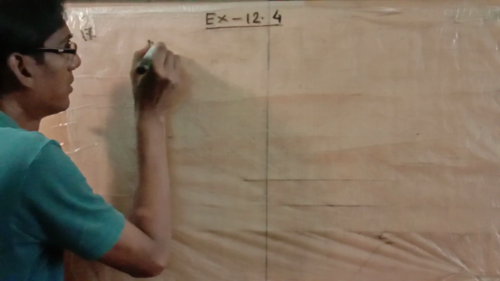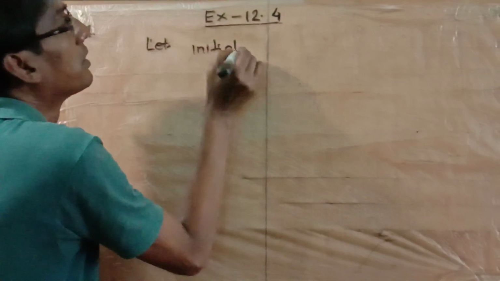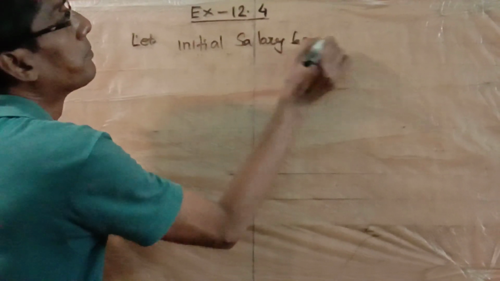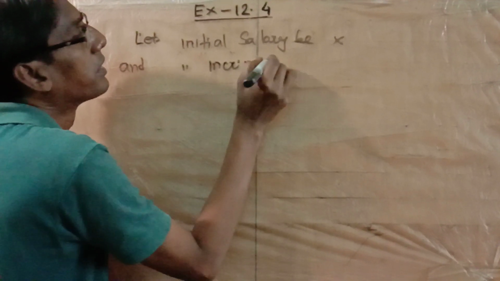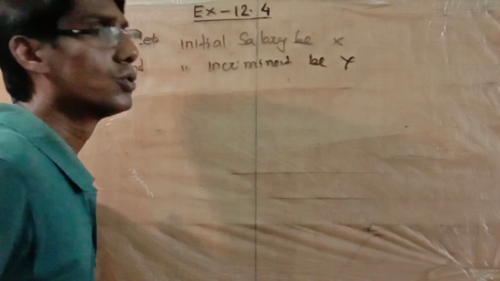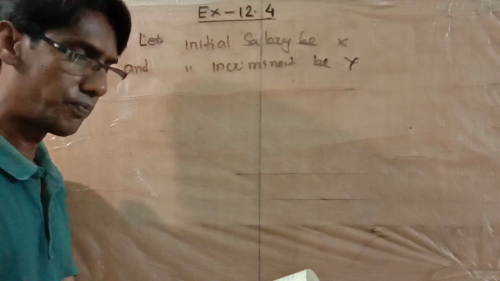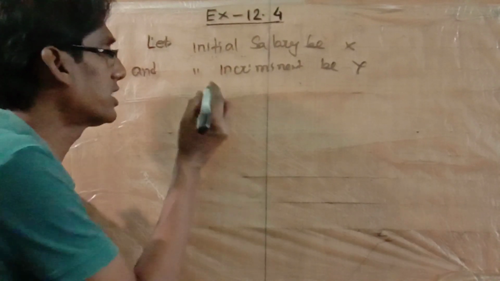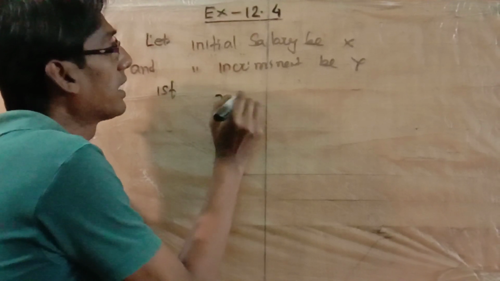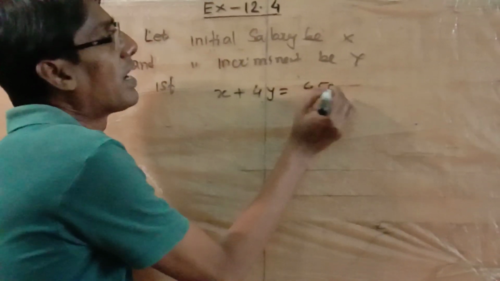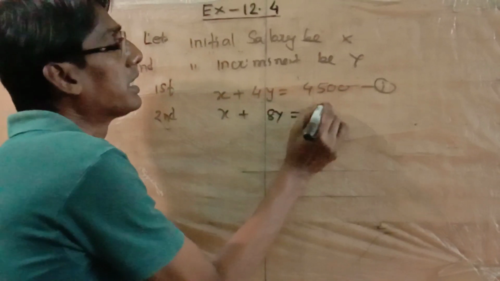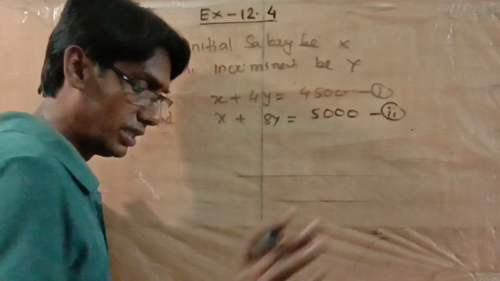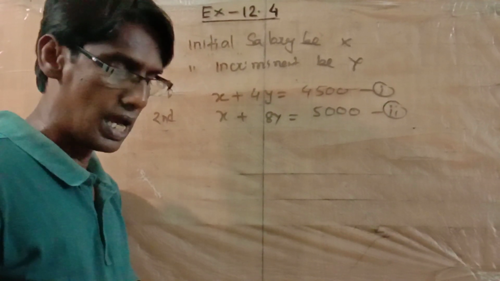We don't know what her salary is and what her increment is. So suppose her initial salary be x and initial increment be y. So according to the first condition, she gets 4500 taka after 4 years, that means salary plus 4 years increment equal to 4500 taka. And second condition, salary plus 8 years increment equal to 5000 taka. Now easily we get two equations, equation 1 and equation 2.